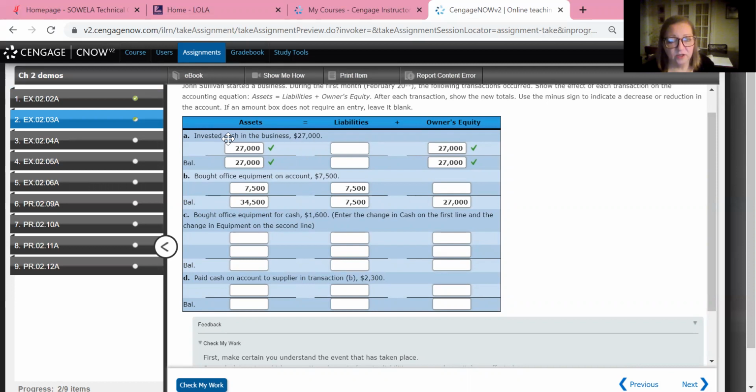It was $1,600, and it says enter the change in cash on the first line and the change in equipment on the second. They're just telling you to put the cash entry first or it's going to glitch on you. So there's going to be a $1,600 decrease in assets and a $1,600 increase, because both cash and office equipment are assets or resources of the company. One is increasing the assets and one is decreasing, so the net effect is no change on the total assets, and nothing happened to liabilities or equity.